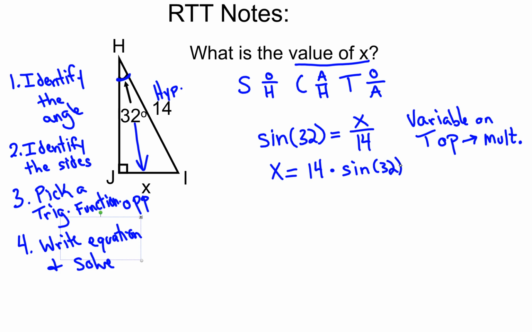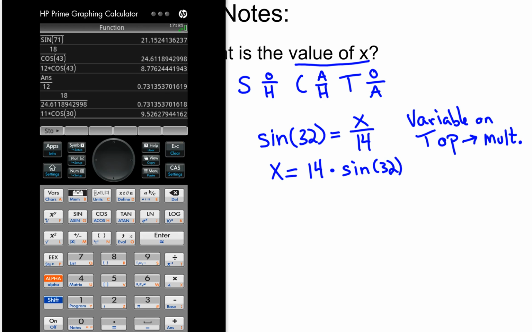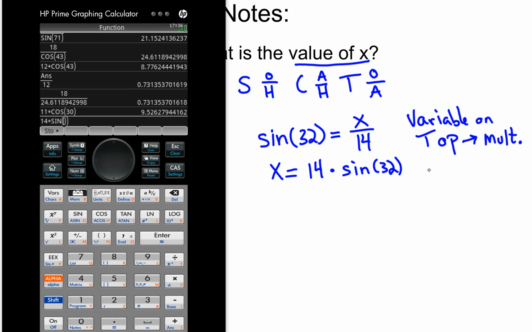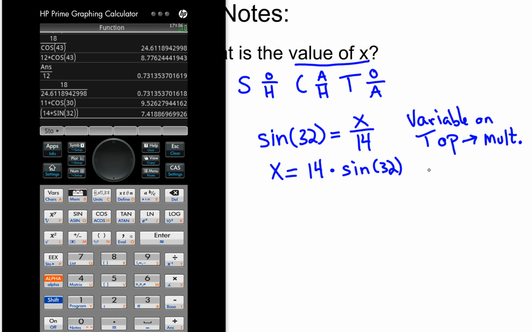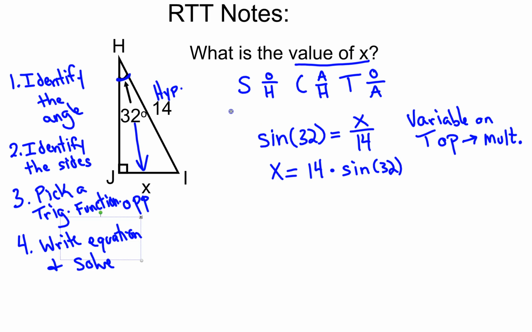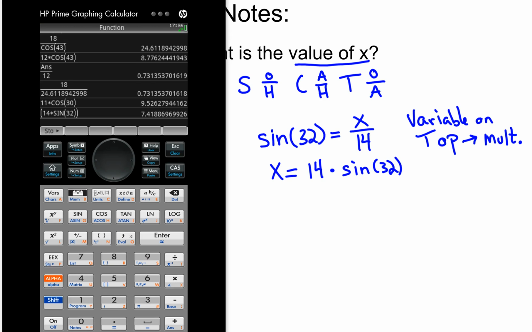Now from here, this is something we have to put in our calculators. So to put it in your calculator, all you're going to do is write exactly what you see. You're going to put 14 times the sine of 32. Put that in your calculator, and you should get 7.418. Now, when we do this, again, we want to round. So when we look at that on the calculator, hopefully you guys can see that.